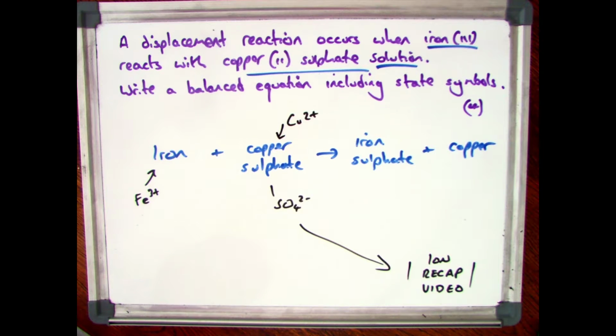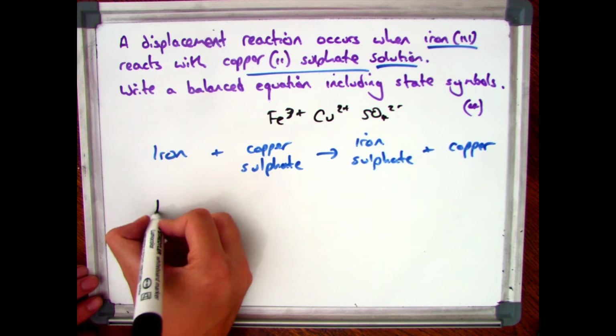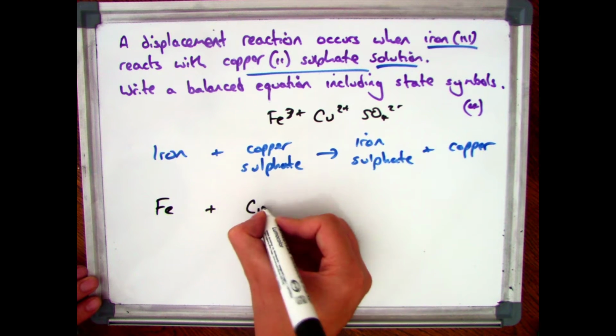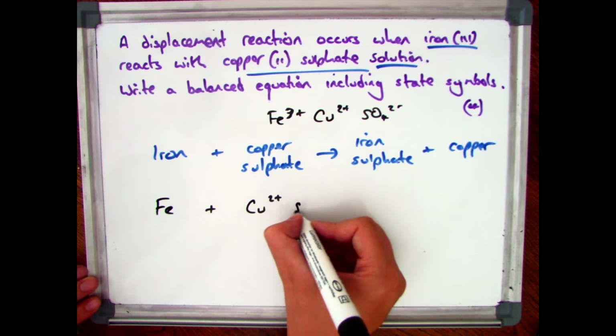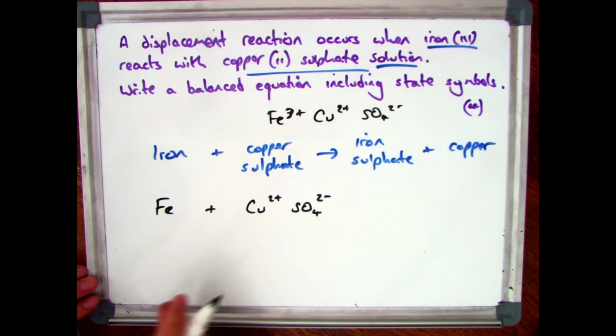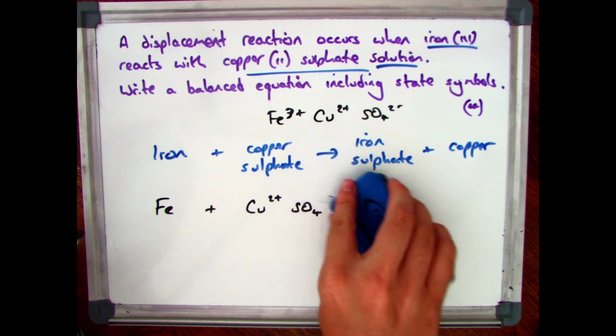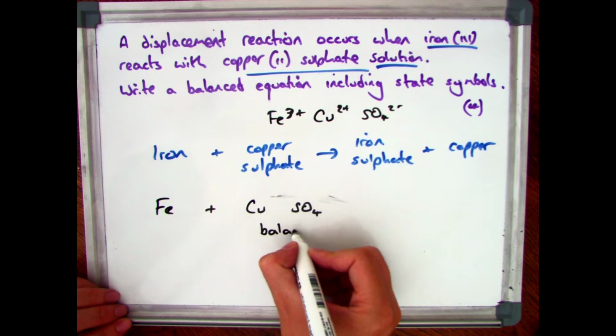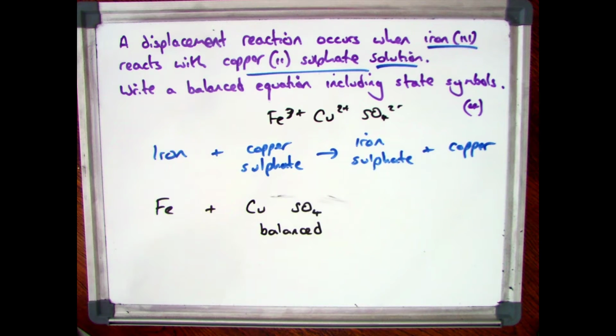Then what we need to do is work out the actual formulas. So iron is just Fe, copper sulfate you have Cu2+ and SO4 2-. So the first thing you do is you cancel out the charges. Now because they're already balanced, you don't need to do anything else, so you just put your Cu and your SO4 together and have CuSO4.